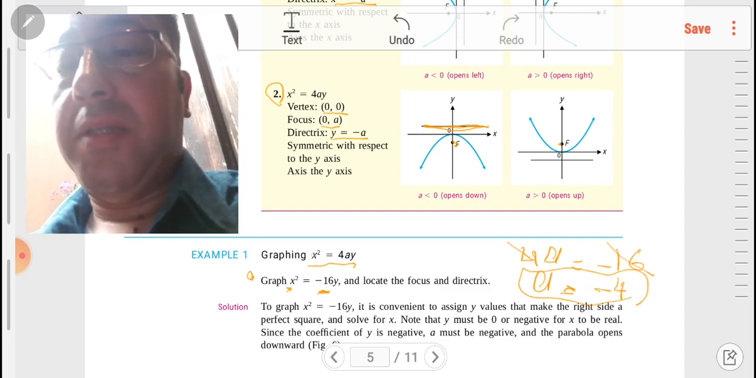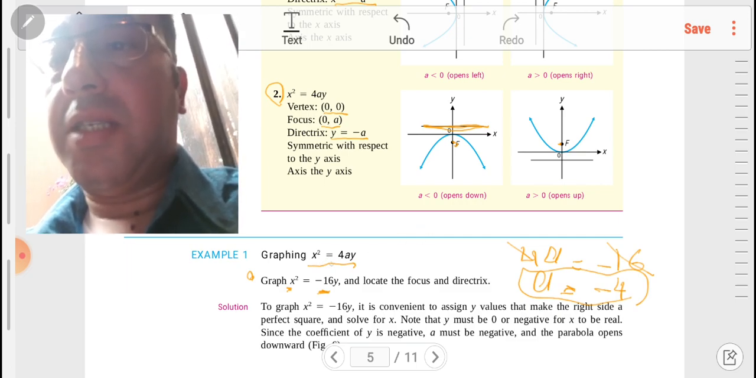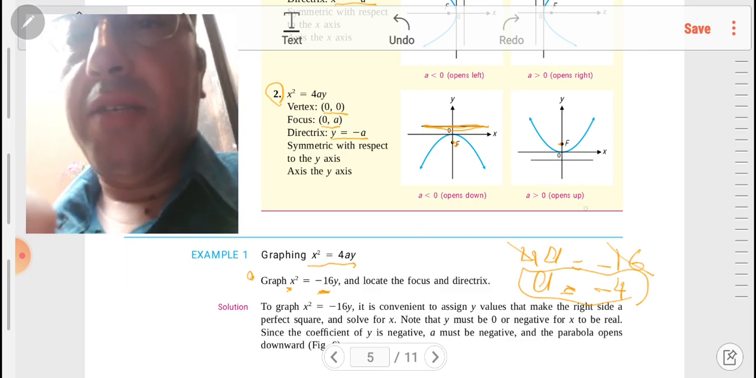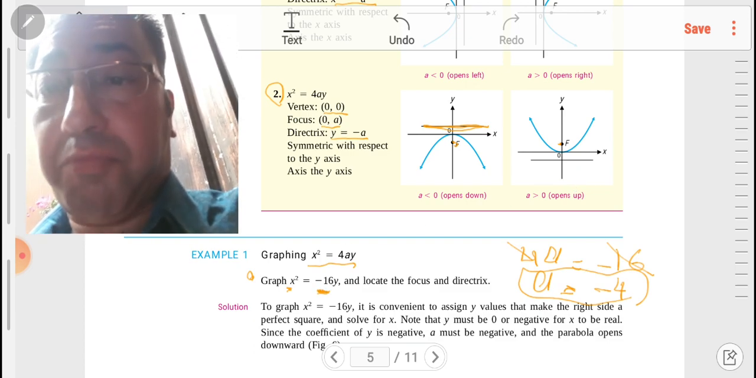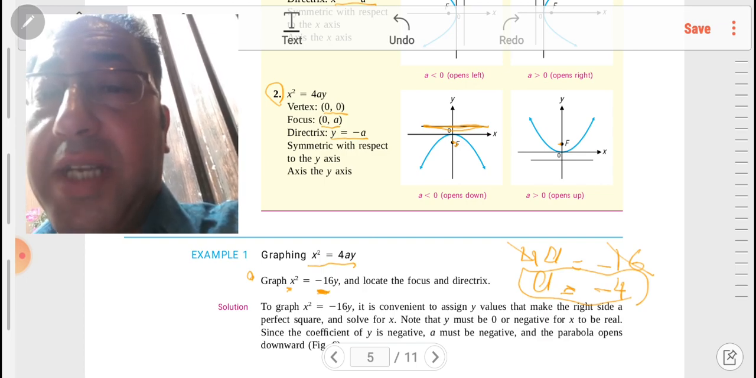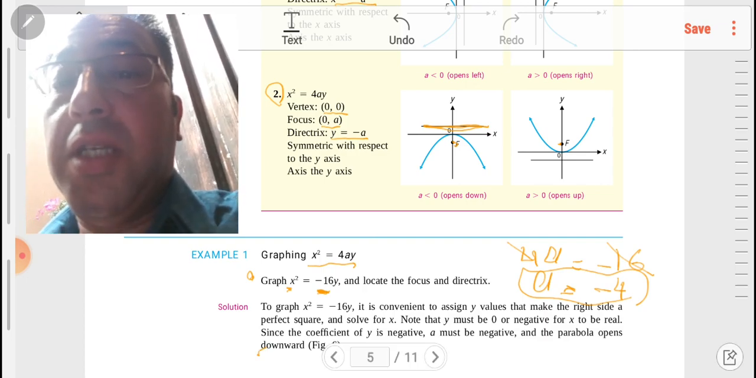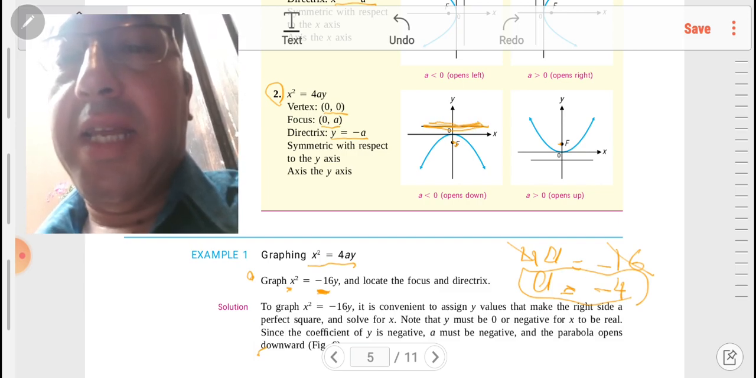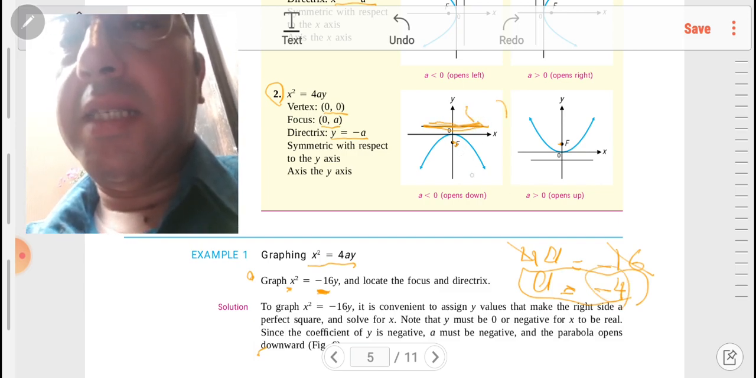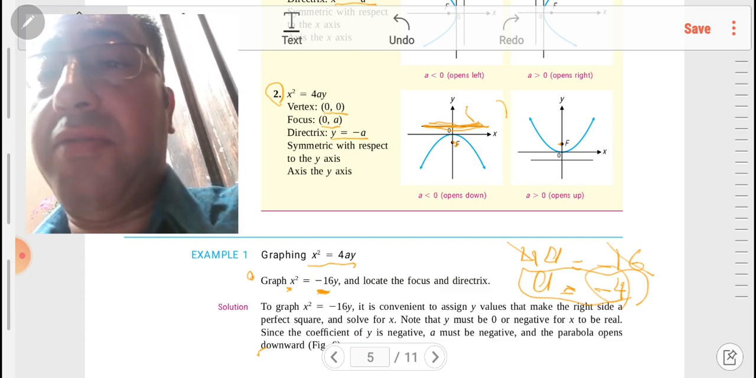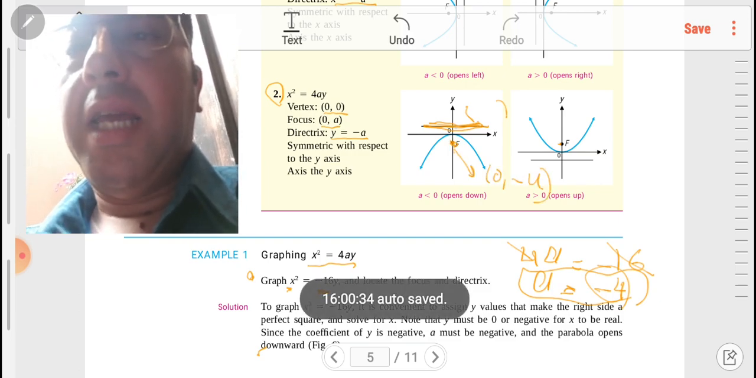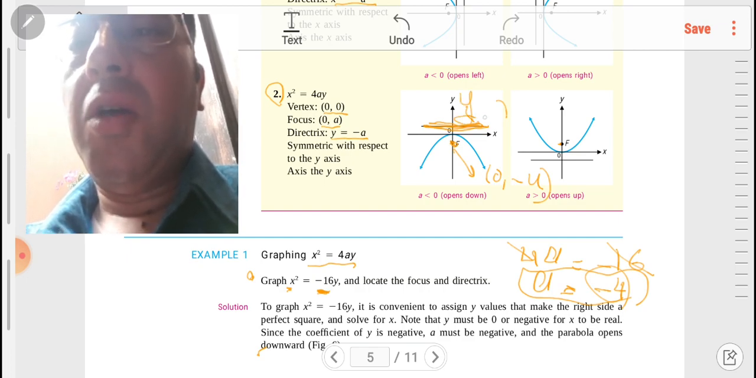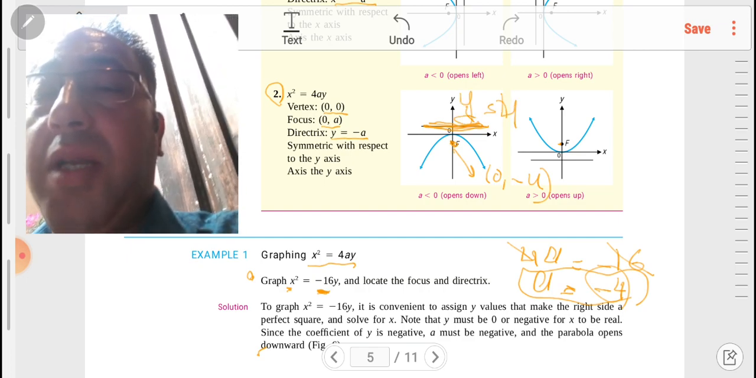What does it mean here? As we said, the parabola x squared equals 4ay is vertical, but downward or upward? Don't forget, here a is negative, so the parabola opens downward. A is negative 4, which means the focus is (0, negative 4), I'm so sorry, and the directrix, horizontally, is y equals positive 4.